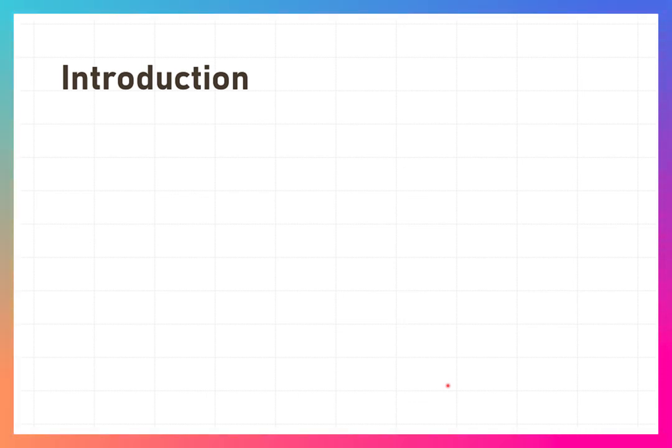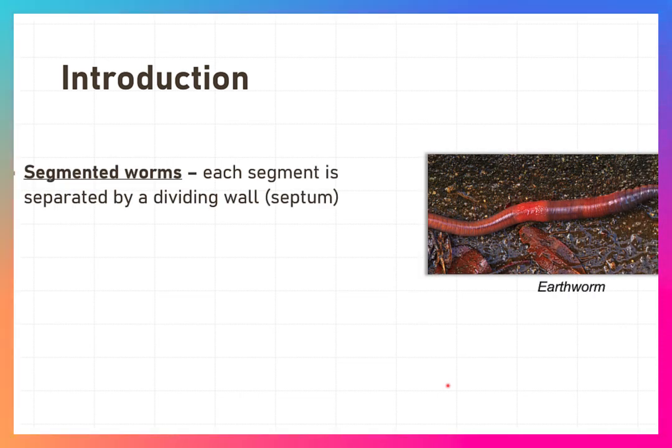This third section, we're going to start talking about worms, and the first group of worms we're going to talk about are the segmented worms. So the segmented worms are defined by the fact that they're made up of multiple segments which are separated by a dividing wall. And many times you can see it.